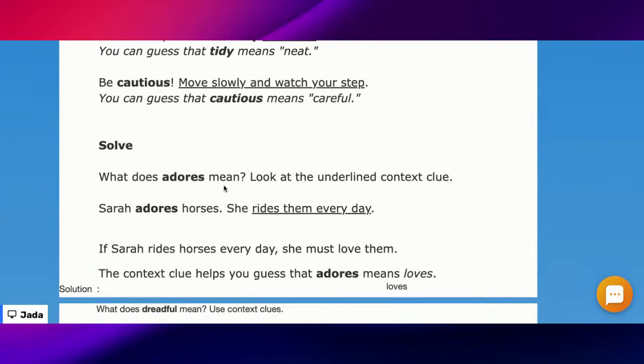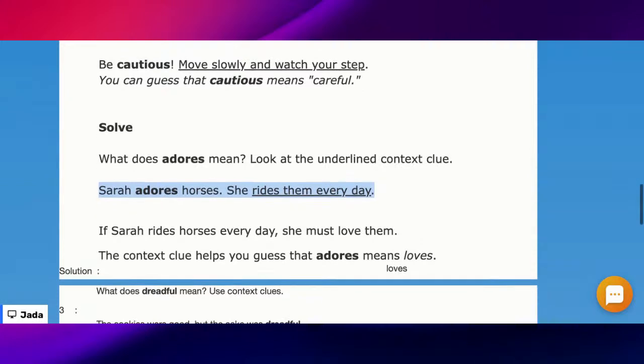What does adores mean? Look at the underlined context clue. Sarah adores horses. She rides them every day. Now, if you adore something, that means you use them every day, you cherish it, so you use them frequently. So adore simply means what? Loves. If you love something, you would use that frequently. So when we say adore, it means that she loves horses. She rides them every day.